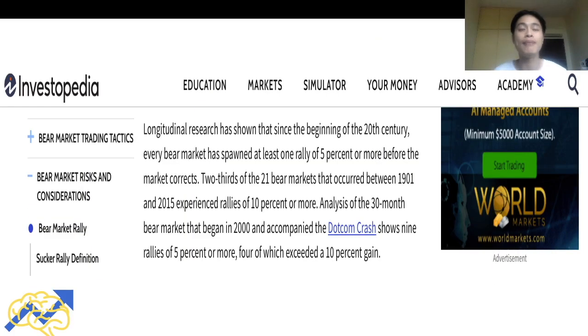The first reason why I believe that we are in a bull market trap is because, like I mentioned earlier on, when prices fall in a bear market, prices do not fall in a straight line. It will tend to rally up a bit, right? So taking a look at this article by Investopedia, it mentions that since the beginning of the 20th century, every bear market has spawned at least one rally of 5% or more before the market corrects. And 2/3 of the 21 bear markets that occurred between 1901 and 2015 experienced rallies of 10% or more. So right now, I believe we are experiencing one of these kinds of rallies.